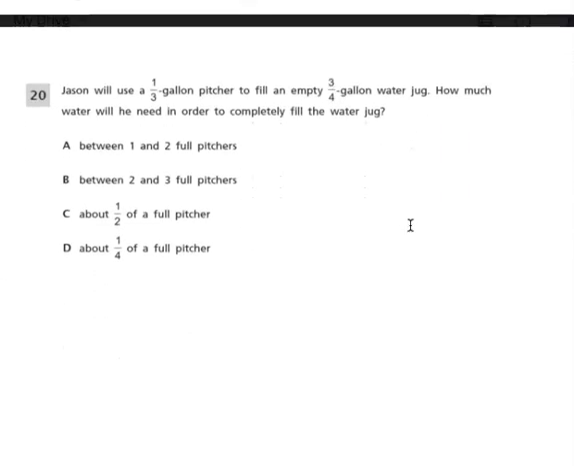Here we go, the most popular problem. Jason will use a 1/3 gallon pitcher to fill an empty 3/4 gallon water jug. How much water will he need in order to completely fill the water jug? So he has a pitcher and it's only 1/3 gallon, to fill the big one, that's the 3/4 gallon water jug. So the question is, how much water will he need in order to completely fill the water jug?